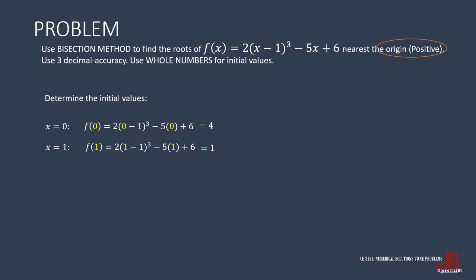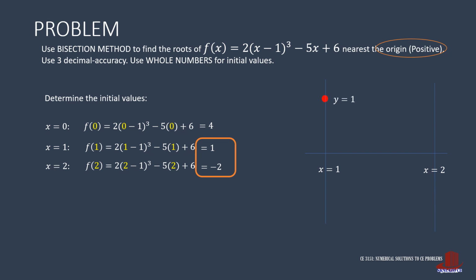Since this is another positive, we take x of 2, the function becoming 2(2 - 1)^3 minus 5 times 2 plus 6, giving negative 2. With the sign jump, we already have the initial limits. Graphing what we just computed, at x equal to 1, y comes out as 1. When x is 2, y becomes negative 2. Joining these two coordinates, we can identify the root somewhere in the middle.